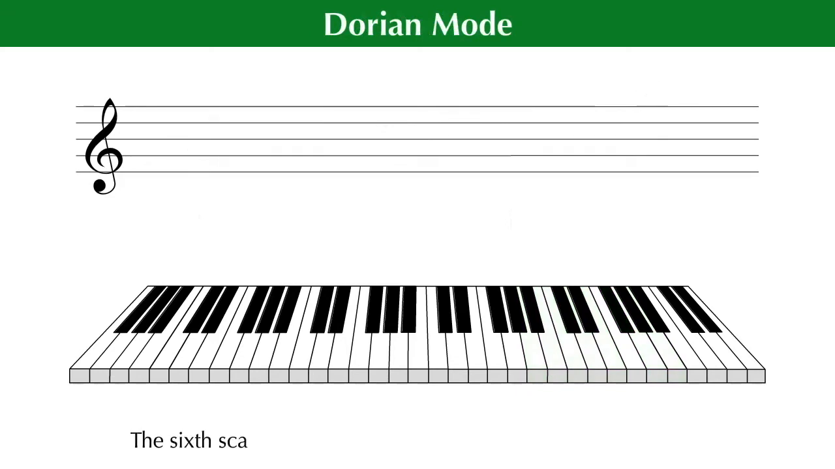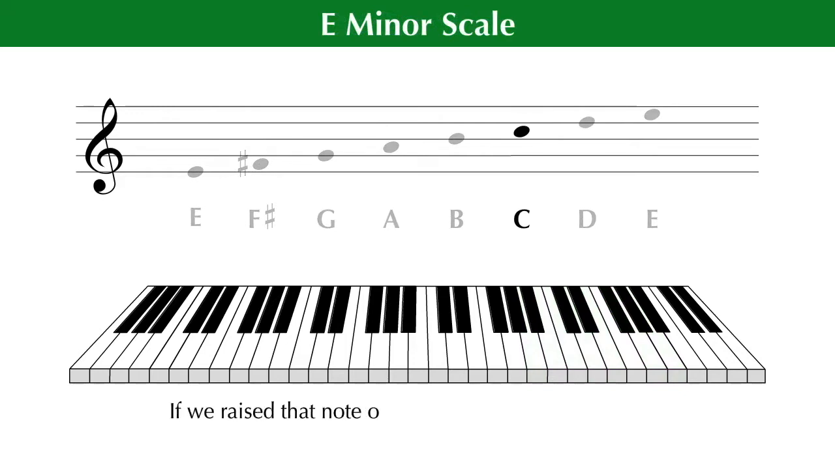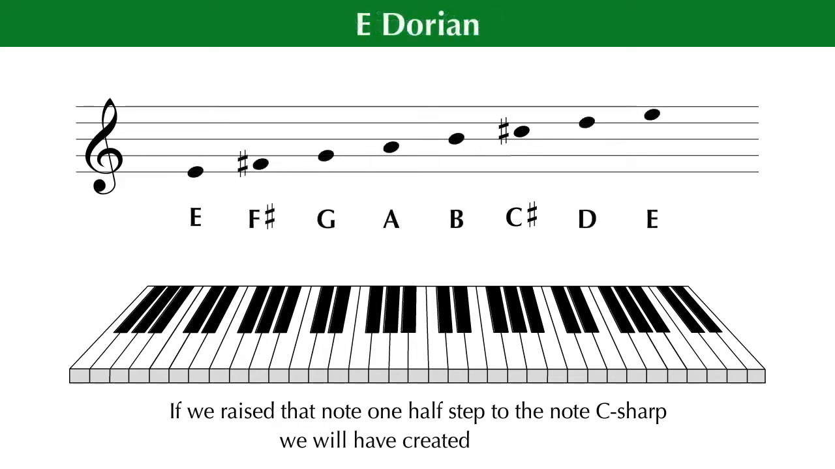Likewise, the sixth scale degree of an E minor scale is the note C natural. If we raise that note a half step to the note C sharp, we will have created E Dorian.